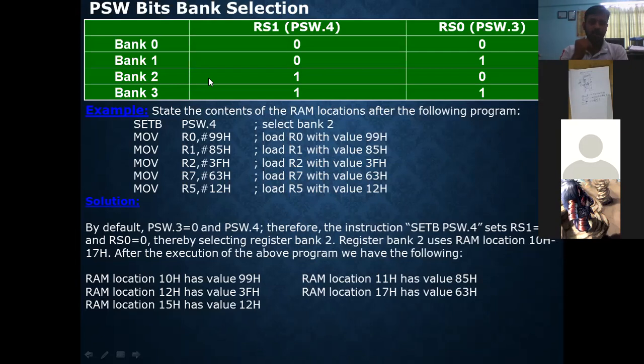The address of the R1 register will be 11, then 12, 13, 14 and going on up to 17. So R0 means memory location 10, R1 means 11, and it goes on like this. This 10 hex has the value of 99H, and lastly MOV R5, that means 15H, has the value of 12H. Is the program clear to all of you, or are there any other questions?